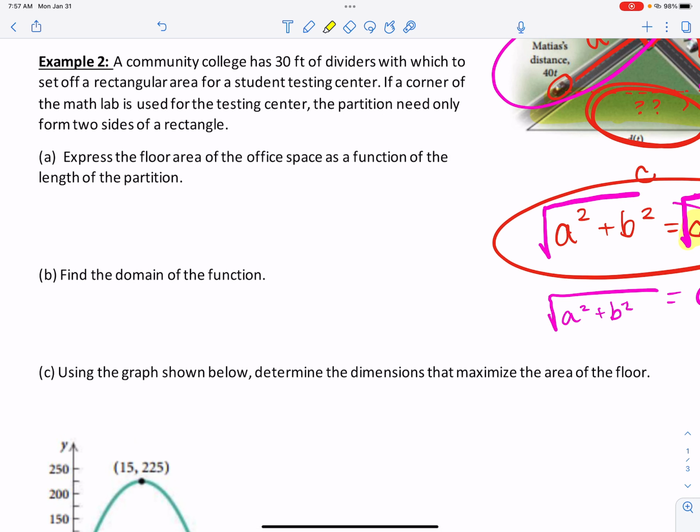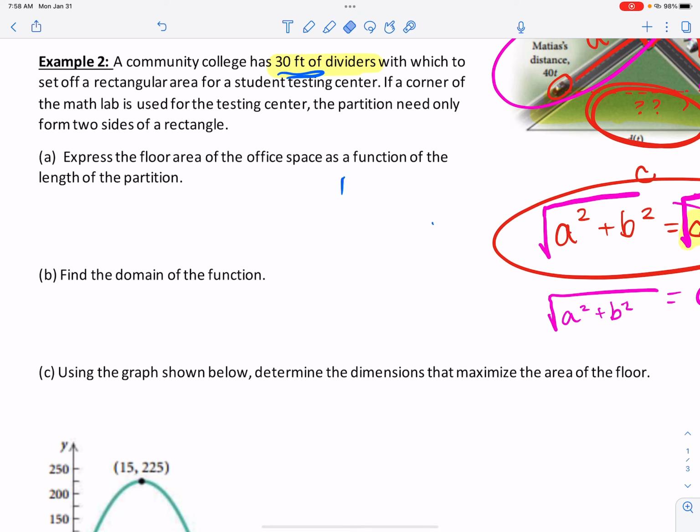Okay, example 2, very similar. A community college has 30 feet of dividers with which to set off a rectangular area for the student center. So think of this college. Here's like the building, right? And they have 30 feet of dividers. So I don't know how they're going to use their dividers, but let's say they use like 15 feet, 15 feet. I mean, that's one idea, right? That's not the answer, but that could be what they do.